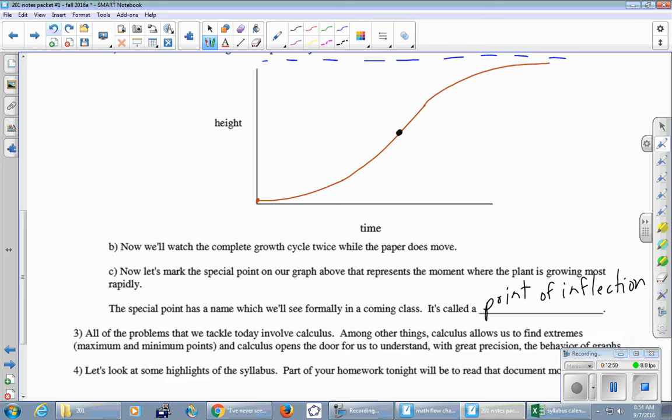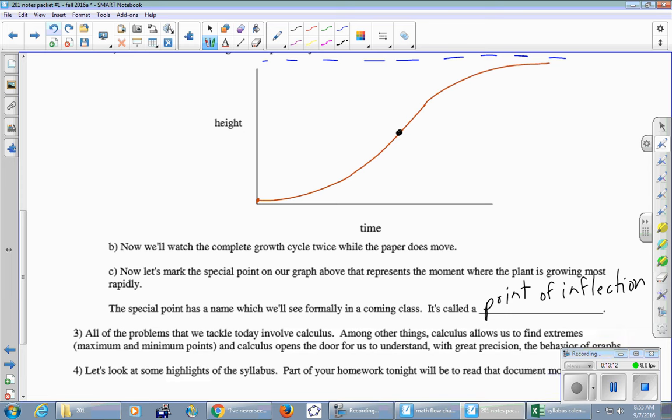So the word inflection, you've seen in a non-math sense as well. You can have slight inflection changes in your voice, right? Just a really slight change in your voice. And this is a very slight, subtle change in behavior at that spot. It's not a lot changing, but there is something that's changing. It goes from growing quicker and quicker to growing slower and slower. It's an inflection point. It's really subtle.